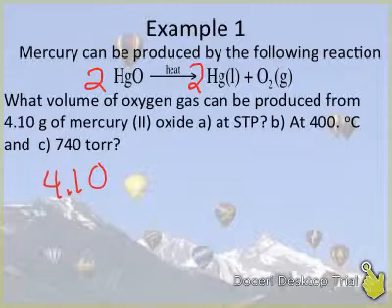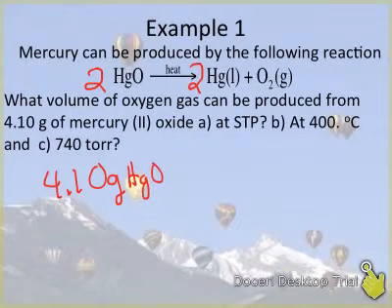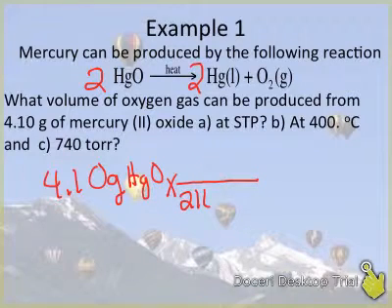Okay, so how do I convert 4.10 grams of HgO? I need the molar mass. Okay, so mercury is 200, oxygen 16, so the molar mass is 216, and that is 1 mole.